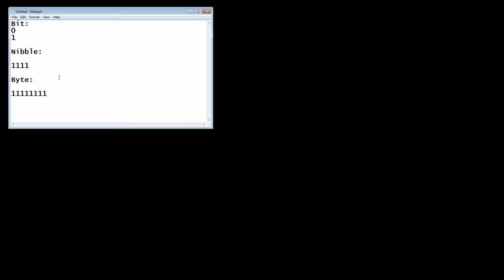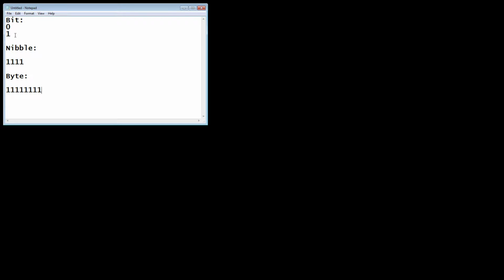All right, so we have the bit, the nibble, and the byte. Looking at these, I will go more over this in a sec, but the bit has 2 maximum combinations, the nibble has 16, and the byte has 256. All right, so we're going to keep that in mind.